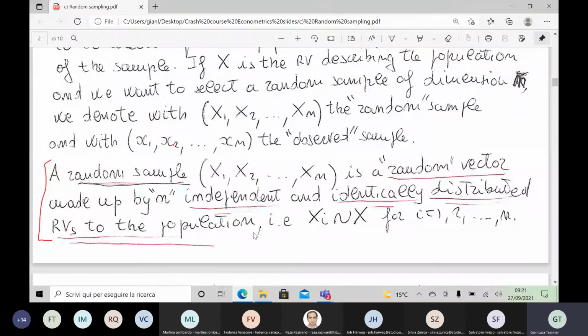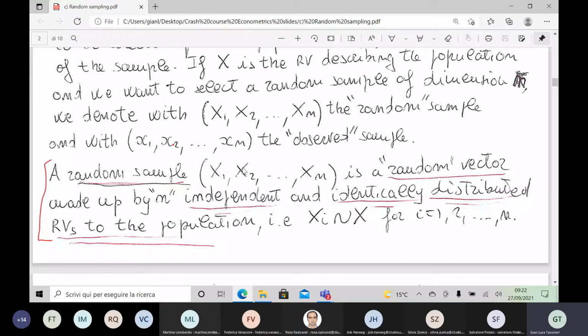And now I explain. A random sample, guys, is a vector of n random variables. These random variables X1, X2, Xn are independent. And the distribution of X1, the distribution of X2, the distribution of Xn is the same distribution as the population. And guys, pay attention: here you have a distinction. Do not confuse this sample, which is a random sample, with the observed sample. This is the sample before having selected it.